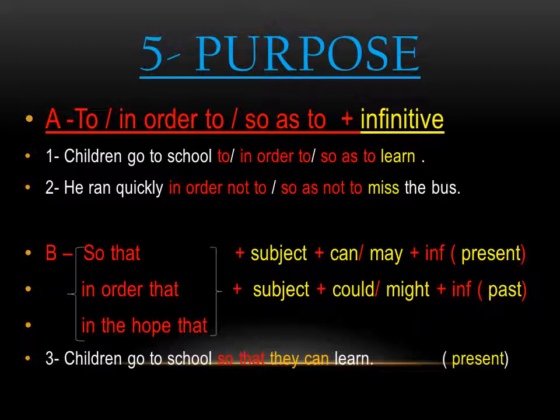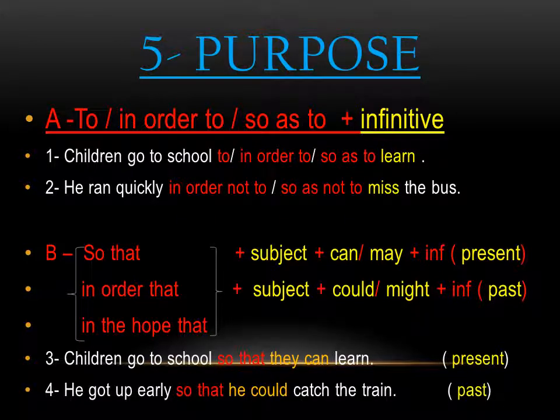An example to help us understand. Number 3, children go to school so that they can learn. So that what? They can learn. Here, after so that, we use the subject they, then we use can or may plus an infinitive verb. Is it right?